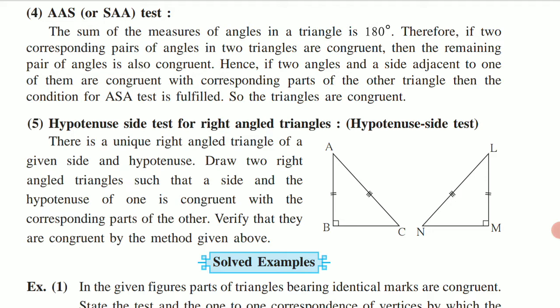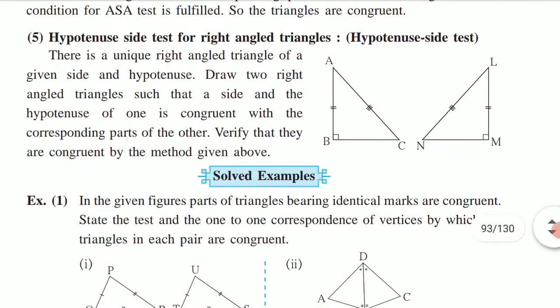AAS or SAA test. The sum of the measures of the angles in a triangle is 180 degrees. Therefore, if two corresponding pairs of angles in two triangles are congruent, then the remaining pair of angles is also congruent. Hence, if two angles and the side adjacent to one of them are congruent with the corresponding parts of the other triangle, then the condition for the ASA test is fulfilled. So, the triangles are congruent.